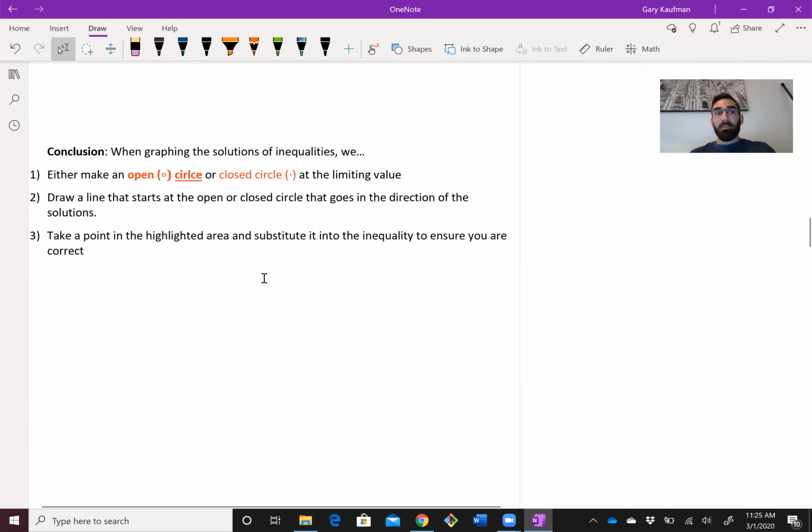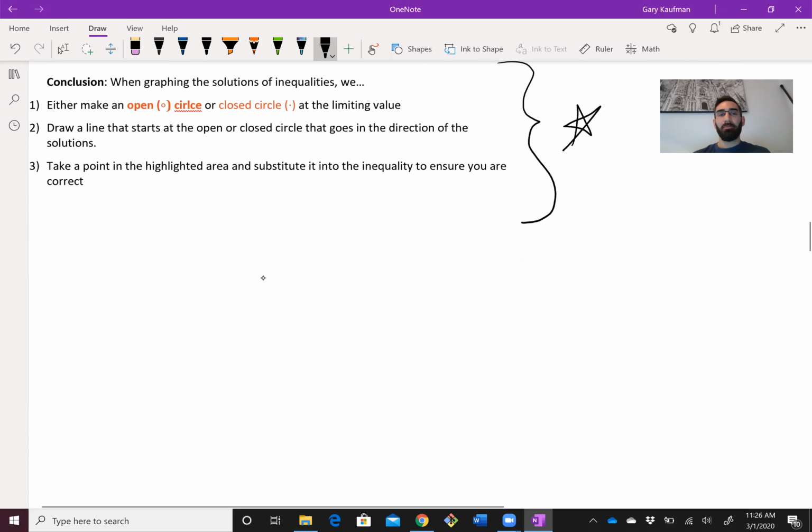Oh, actually first, so that's our conclusion. This is something we've been stating in all of those, the open versus closed circle, and how to do it. If you need to, just take a moment and pause to add this to your notes. If you feel comfortable on this, we're now going to go on to solving inequalities.